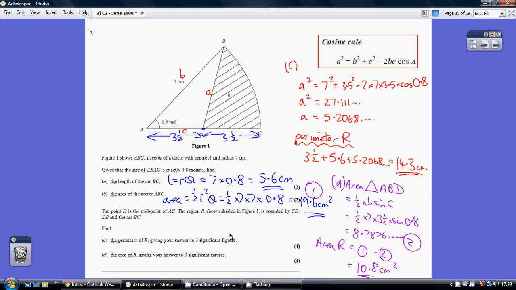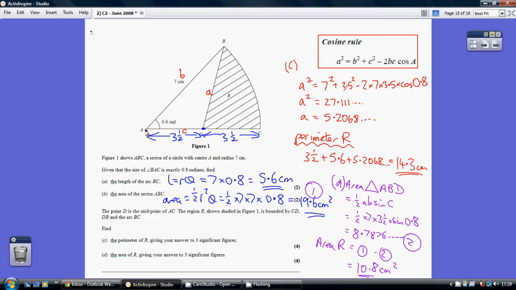Now for part C, we're being asked to work out the perimeter of R. So that is the length BC, which we've worked out to be 5.6, plus the length from C to D, which is half of the whole length, because we're told that D is halfway along. So that's 3.5. So that length 5.6 plus that length 3.5 plus this length between D and B that we still need to find out. Now how we do that, we're going to use the cosine rule.